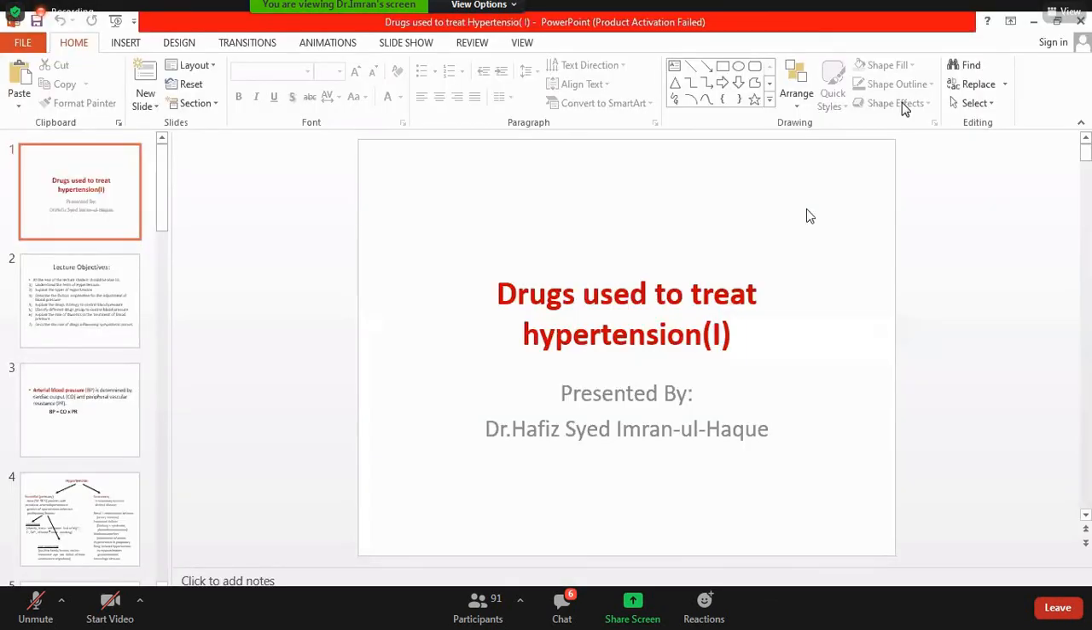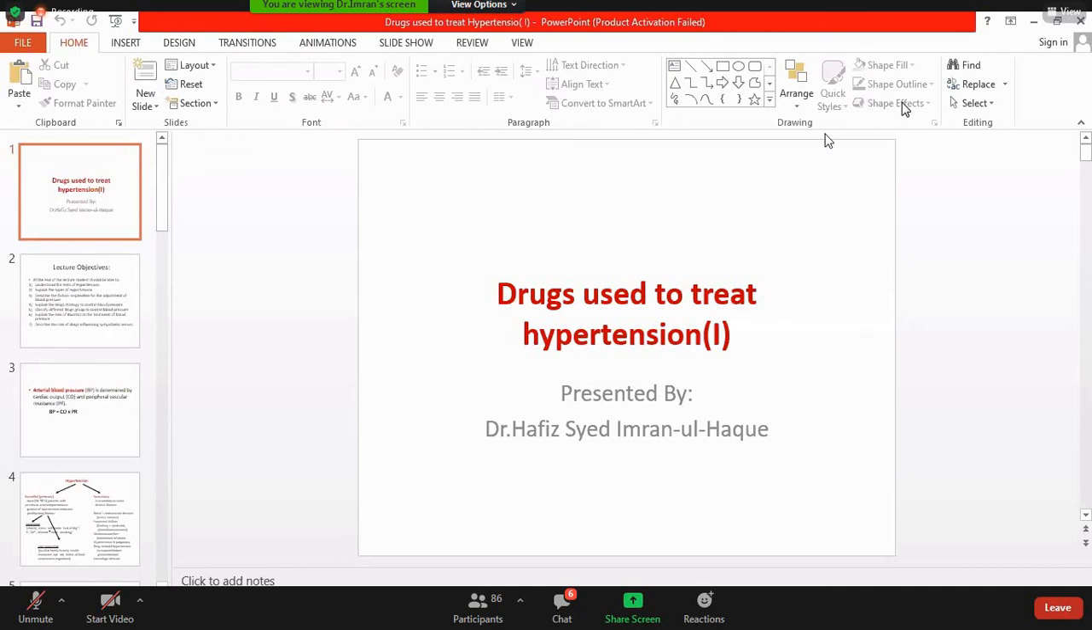So this is all about the first part of the drugs used in the treatment of hypertension. In the coming lecture, inshallah, we will discuss the remaining two important groups of drugs: vasodilators and angiotensin converting enzyme inhibitors or angiotensin receptor blockers. I think this is all for today. Inshallah, in the next lecture, we will continue with the remaining groups.